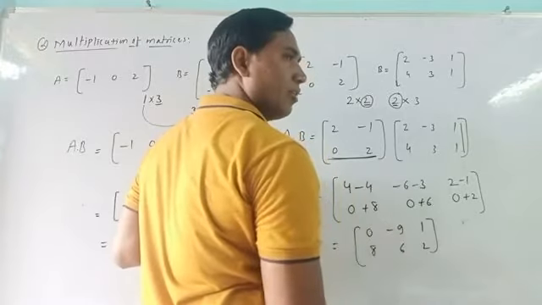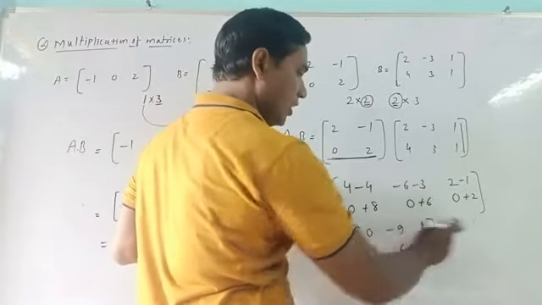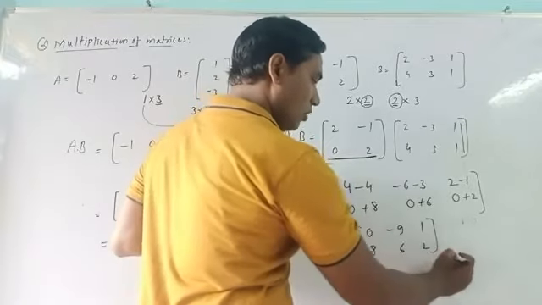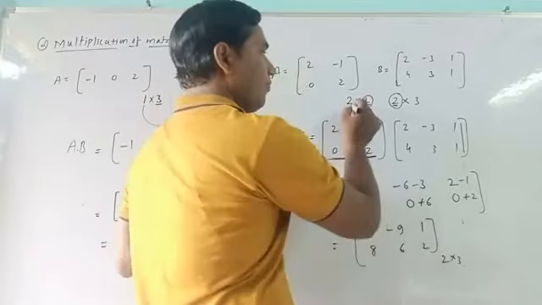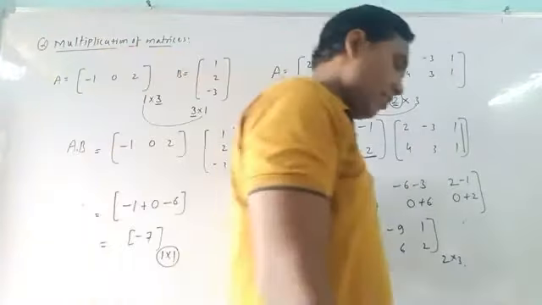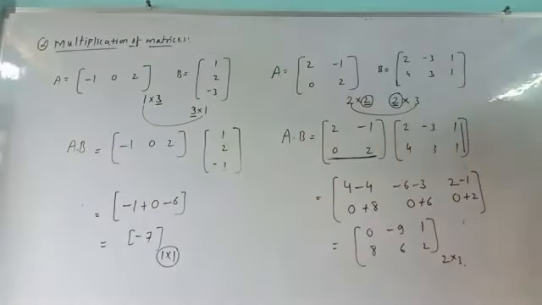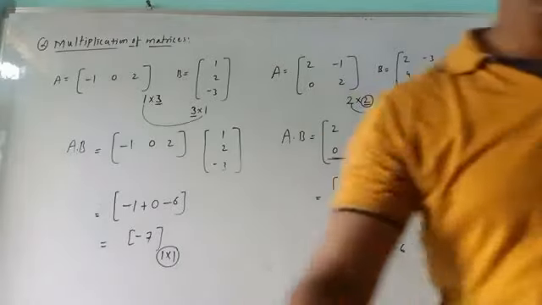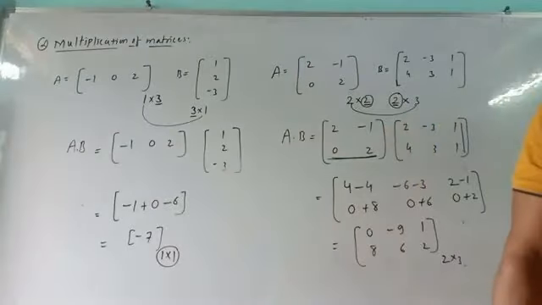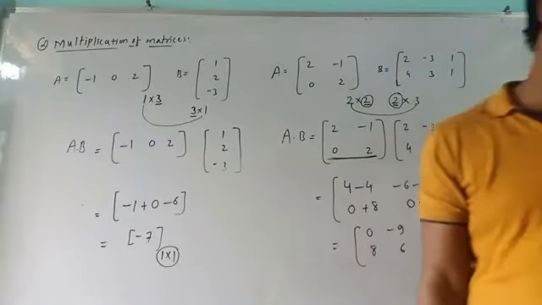Now tell me, what is the order of the matrix? How many rows are there? There are 2 rows. How many columns are there? 1, 2, 3. So it is 2 by 3. So it is a method, a step, a procedure of taking the multiplication of two matrices. So is that clear? Is that clear how to multiply the matrix here? Okay. Yes. Very good. Nice.